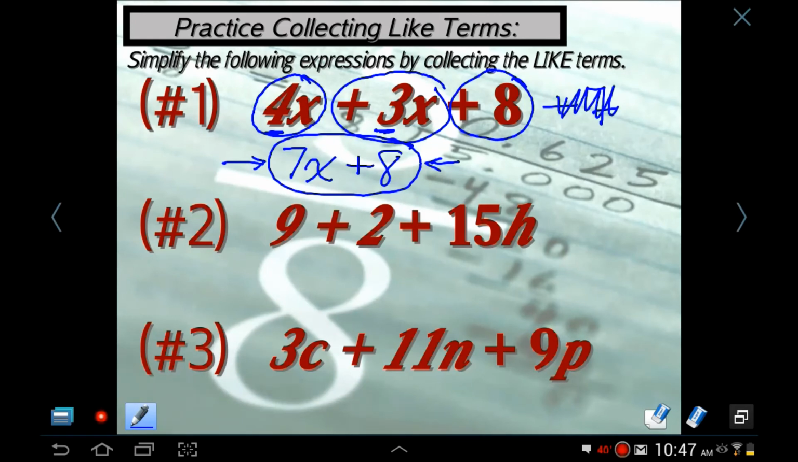Okay, in the next problem here, number 2, we have 9. 9 is a constant, and I can only add constants with other constants. 9 and 2 are both constants. That's it. 9 and 2 makes 11.